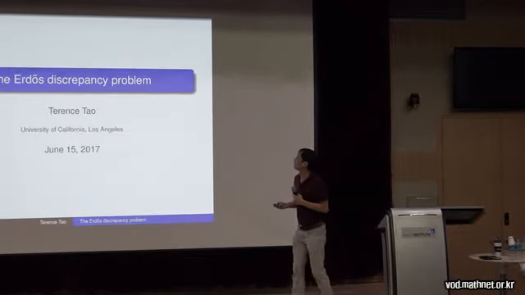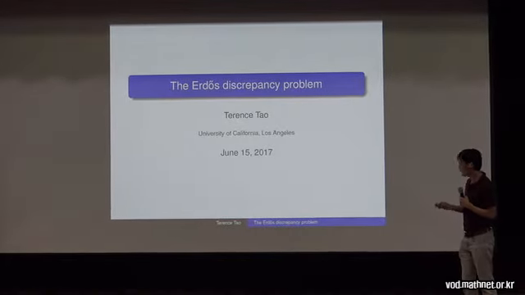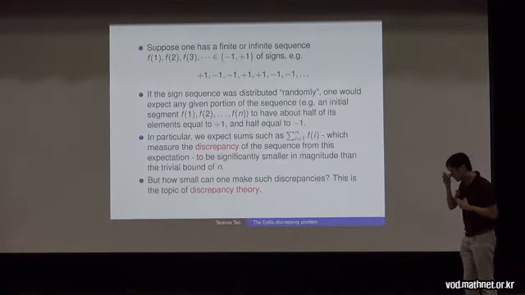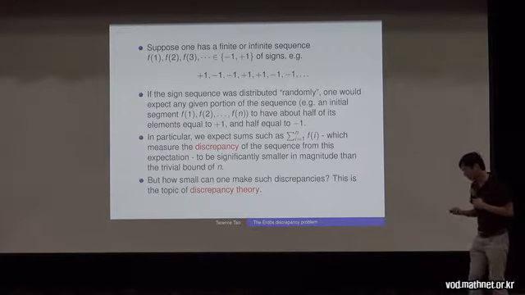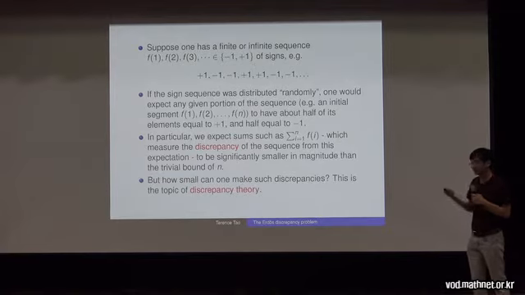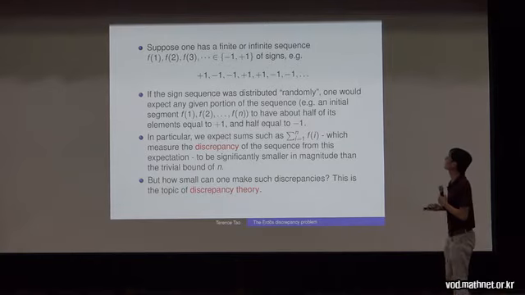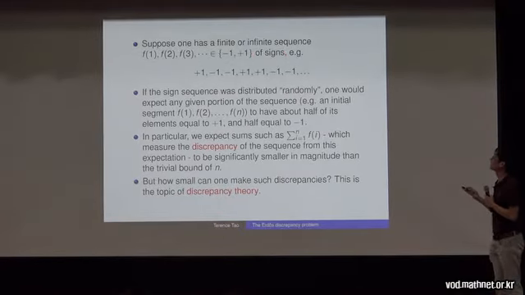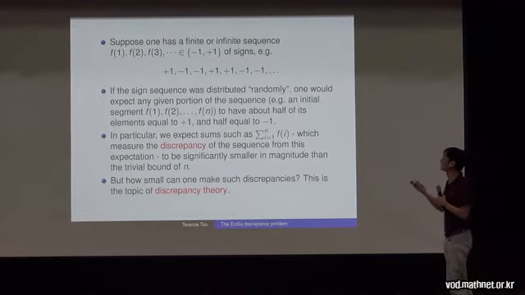Okay, so the Erdős discrepancy problem was one of the big open problems in discrepancy theory. Discrepancy theory is the study of how balanced you can make sequences of various types. The simplest type concerns discrepancy of sign patterns. For me, a sign pattern is just a sequence of signs plus or minus 1. Here's a sign pattern: plus 1, minus 1, minus 1, plus 1, plus 1. A sign pattern, if you like, is just a function from the natural numbers 1, 2, 3, 4, 5 to the signs minus 1, plus 1.